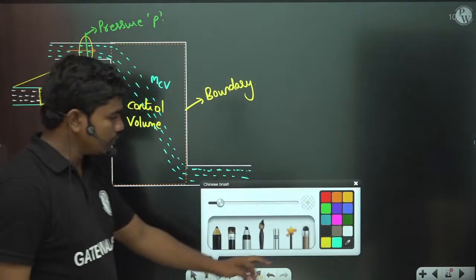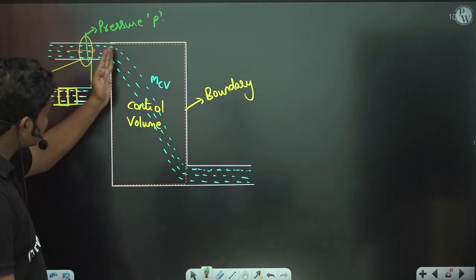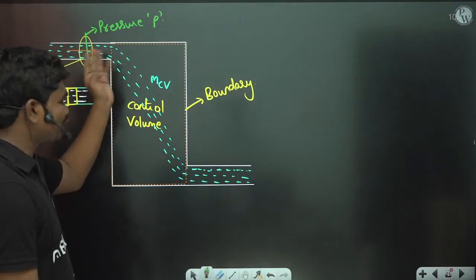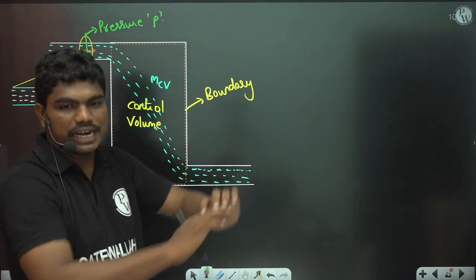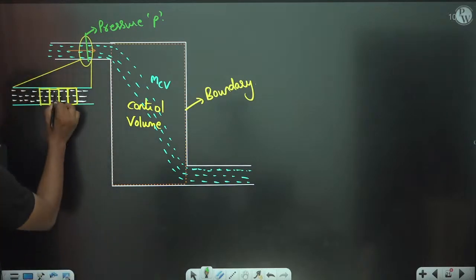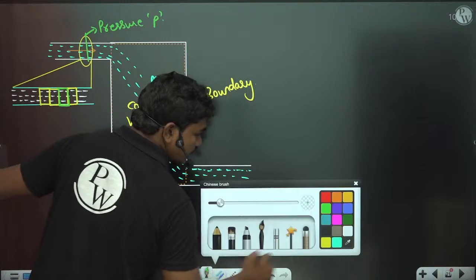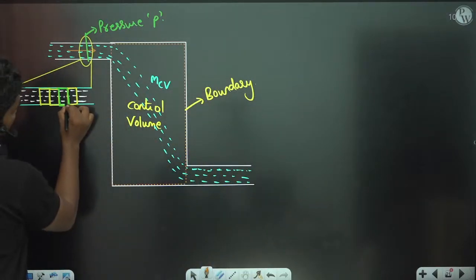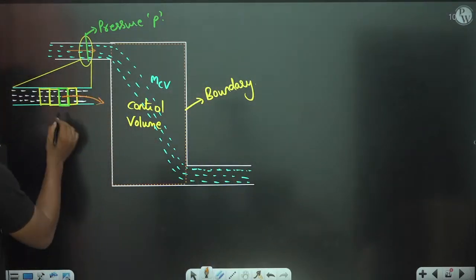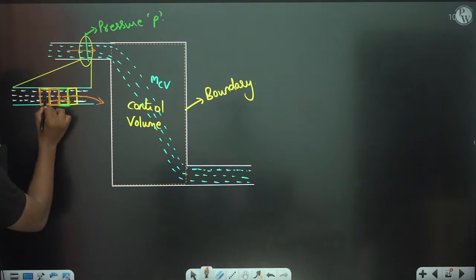Now tell me one thing, if this fluid has to cross this control volume boundary, if the flow has to be maintained, how does the flow get maintained? That's because the block which is to the left of the first block will push this block into the control volume. Similarly, this third block will push the second block. Similarly, this fourth block will push the third block.